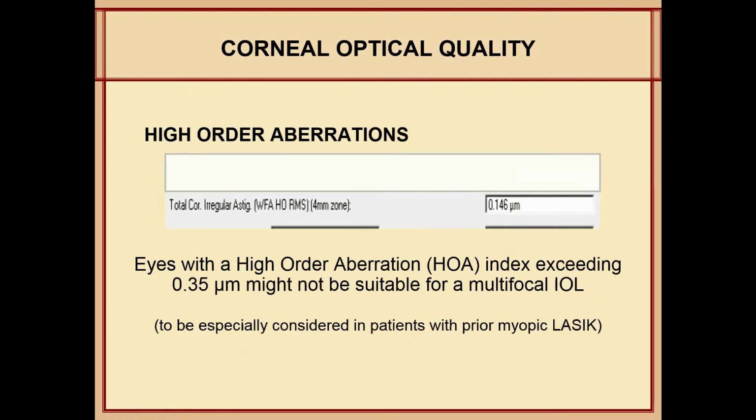And I look at the high order aberrations. The high order aberration in this case is 0.146, and if it is higher than 0.35, the eye might not be suitable for a multifocal IOL. This is especially important in patients with prior myopic LASIK.